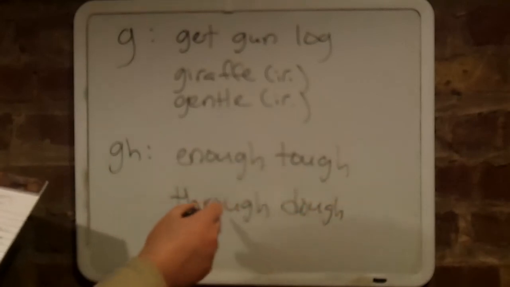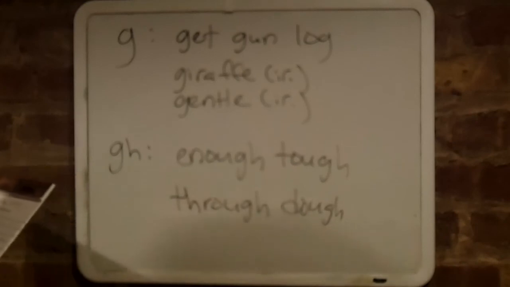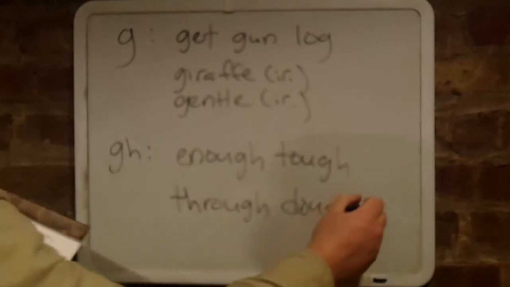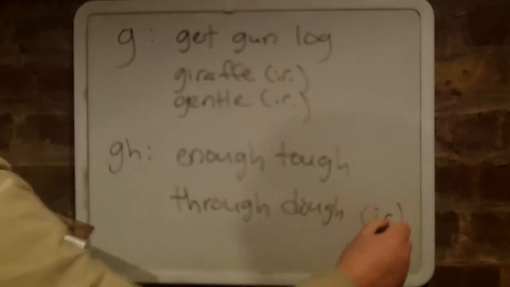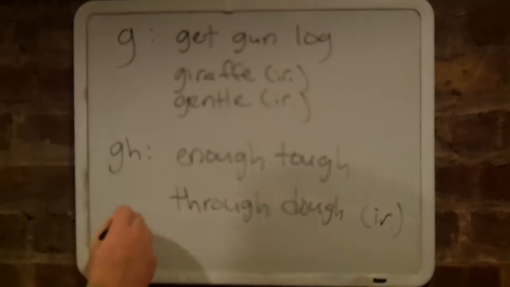I believe that the OUGH combination is the most irregular combination of letters in English. It can make, I believe, 5 different sounds. So that one takes a little practice to sort out. And of course, if GH comes at the front of a word, the only example I can think of is ghost, so it just sounds like a regular G.